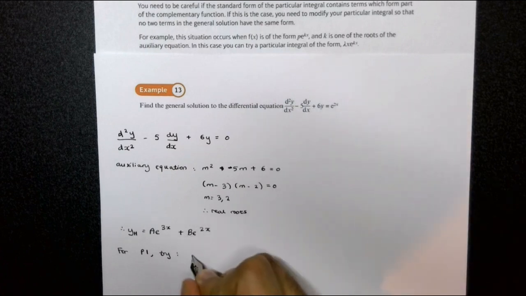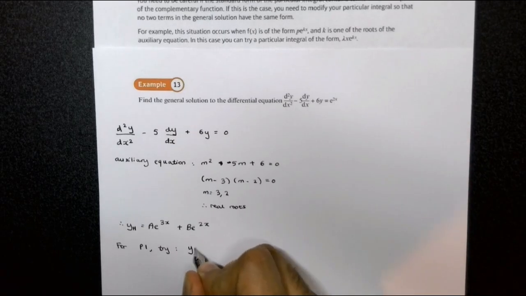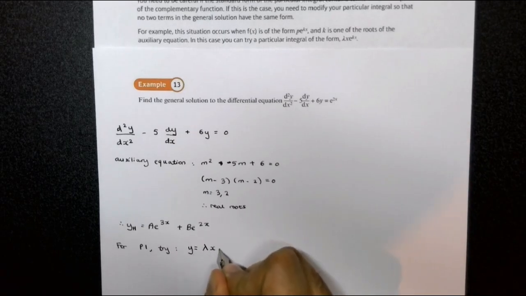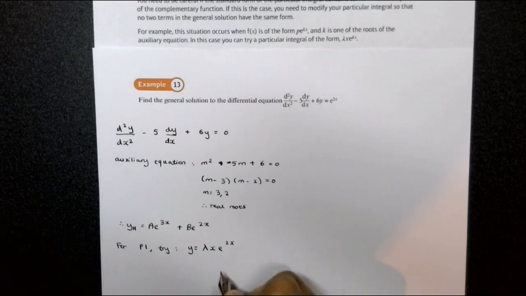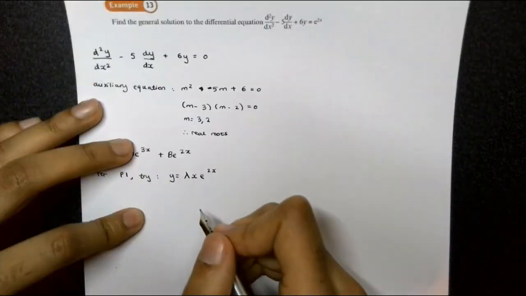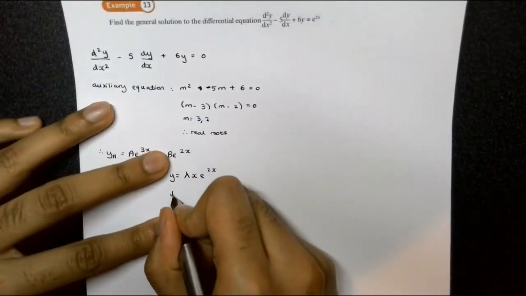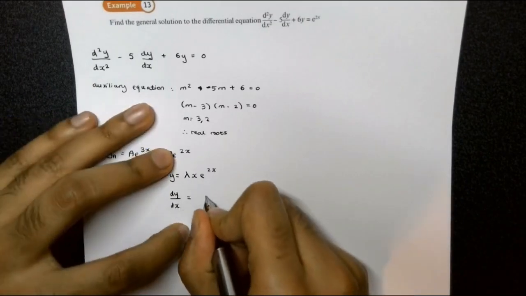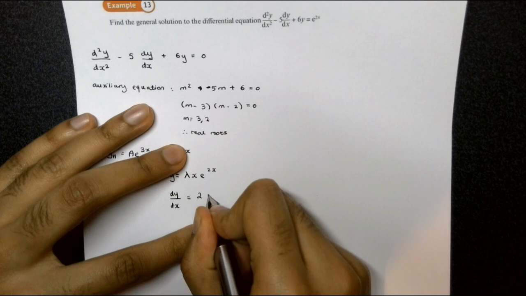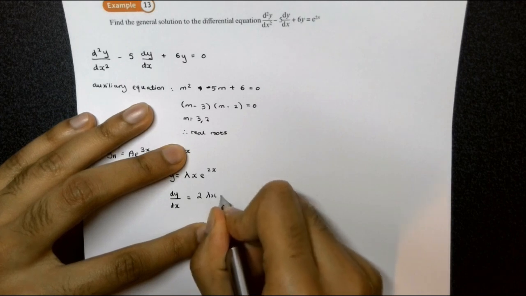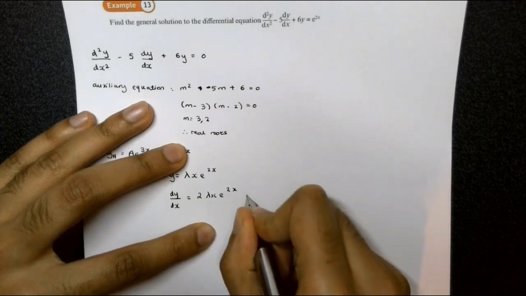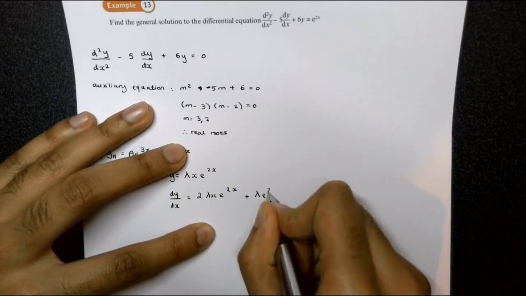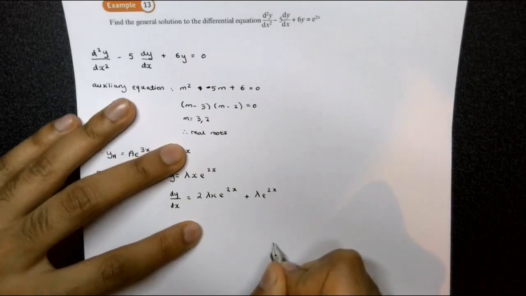So we will try for our particular integral y equals lambda x e to the 2x. Now if we differentiate this, we can differentiate using the product rule. So dy over dx, that's equal to 2 lambda x e to the 2x plus lambda e to the 2x.